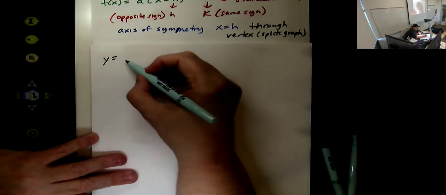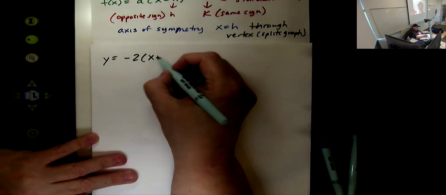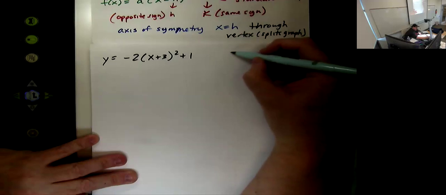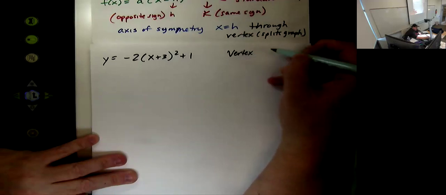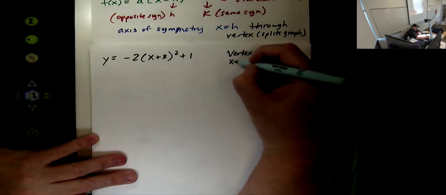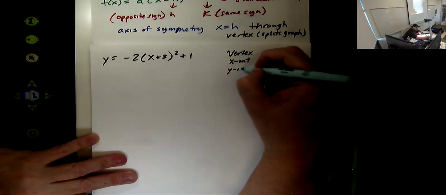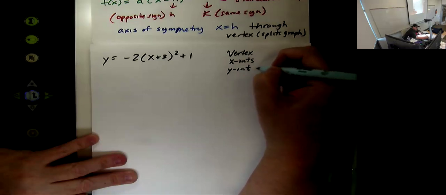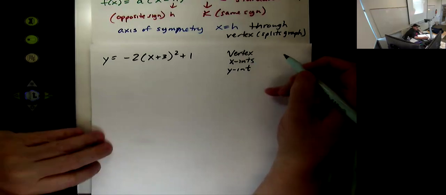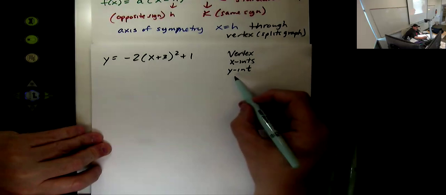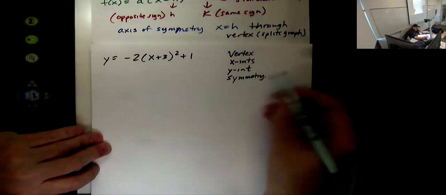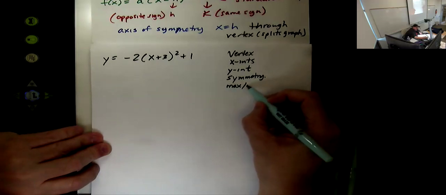We'll start off with one in standard form. We want to find the vertex. We want to find the x-intercepts and the y-intercept. Generally, there's only one y-intercept. Sometimes there's more than one x-intercept. Sometimes there's no x-intercepts. I want the axis of symmetry. And is it a max or min? What's the max or min value?